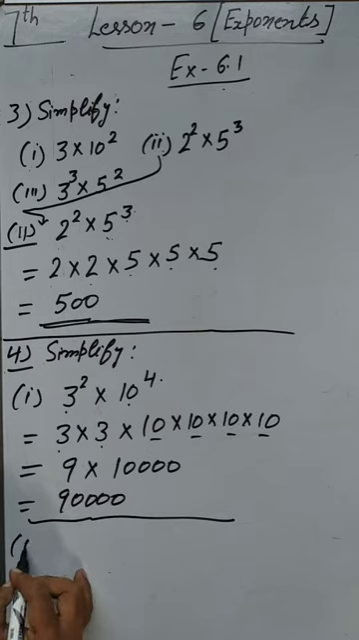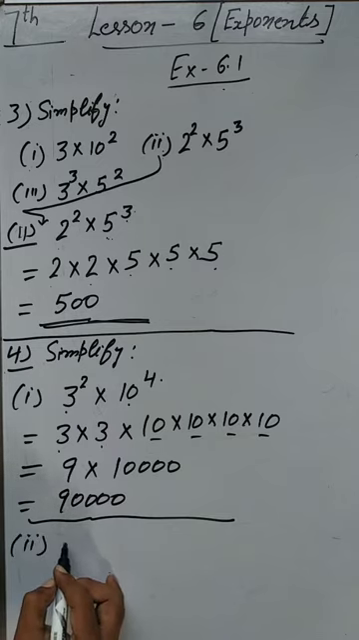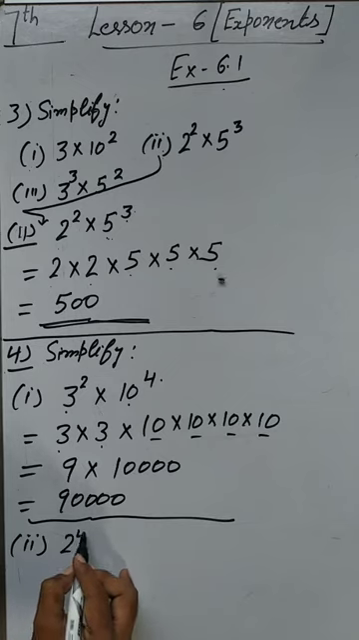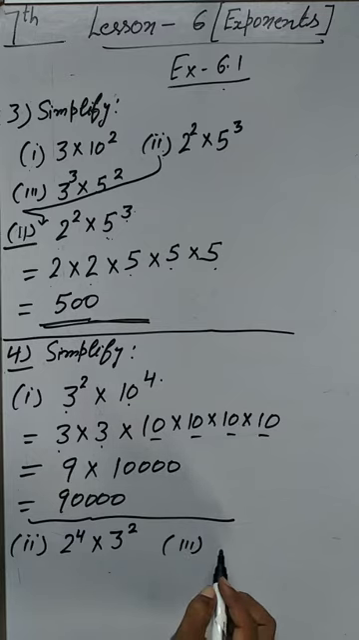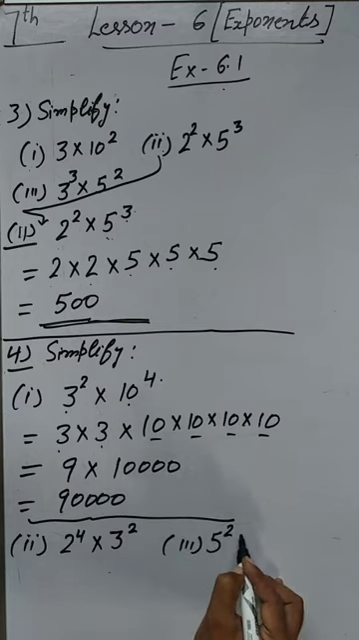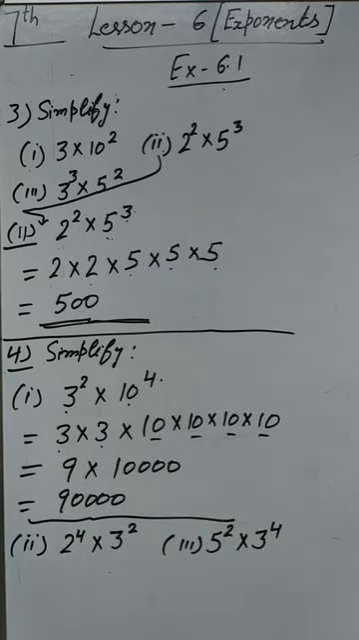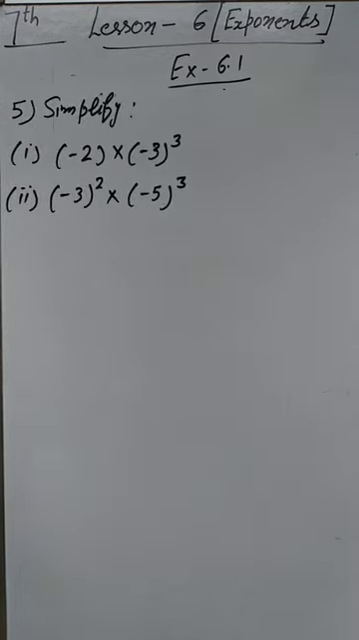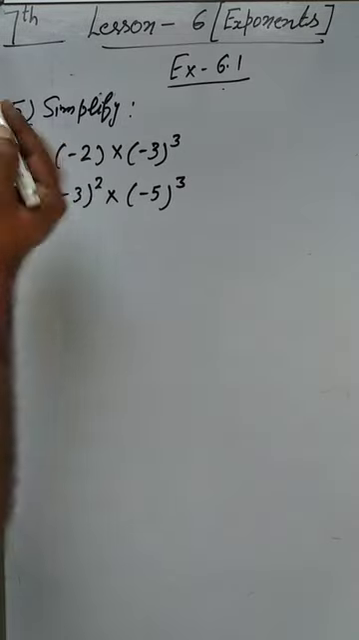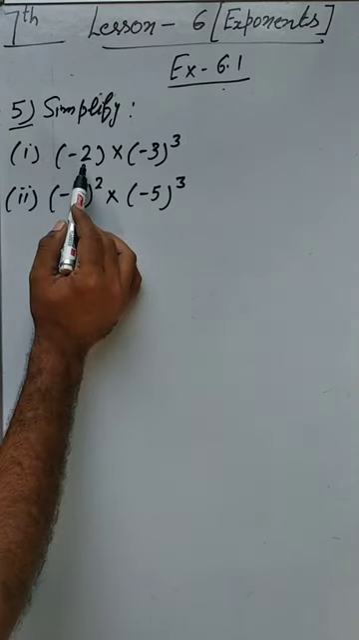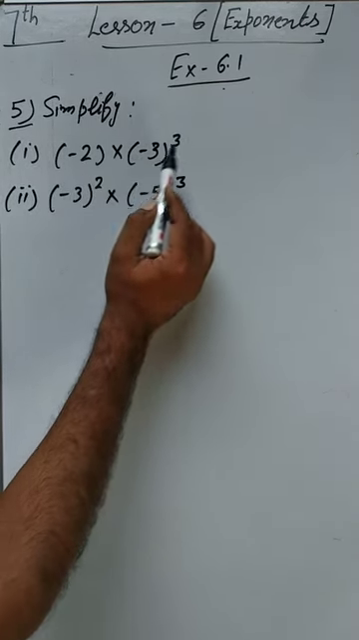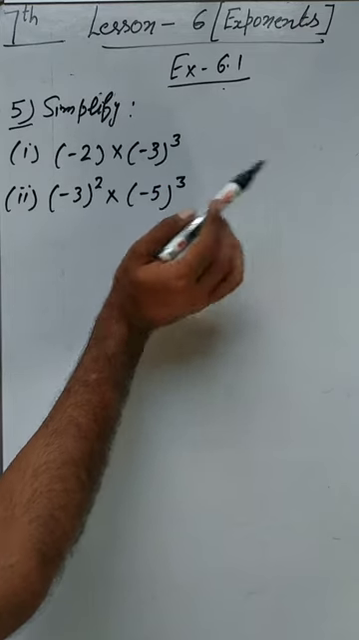Similarly beta you can try second and third part. Second part is beta 2 raised to power 4 multiply 3 raised to power 2 and third part is beta 5 raised to power 2 multiply 3 raised to power 4. Understood? I hope you can easily solve these questions. Yes beta, question fifth is also similar to the fourth question. Simplify first part minus 2 multiply minus 3 raised to power 3. Very easy question. You can try by yourself.